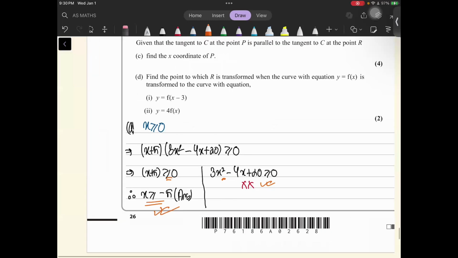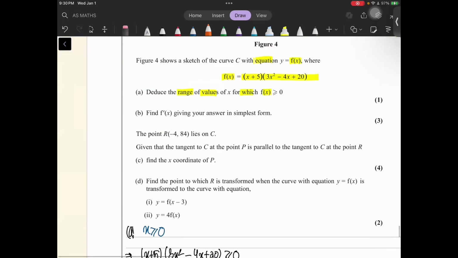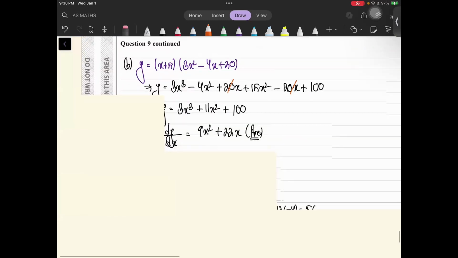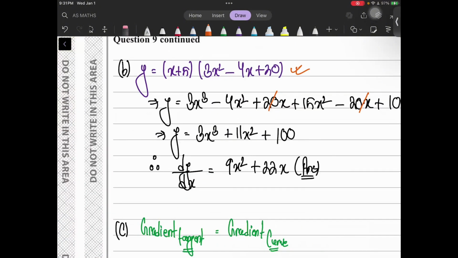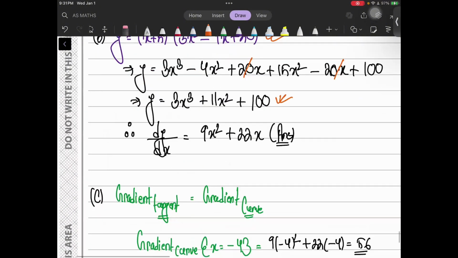Done. Question B said find dy by dx in the simplest form. So this is another basic question. First of all, you simplify this entire thing, and once you get a simplified version of it, you carry out the dy by dx to find the gradient, f prime of x, of this entire expression.